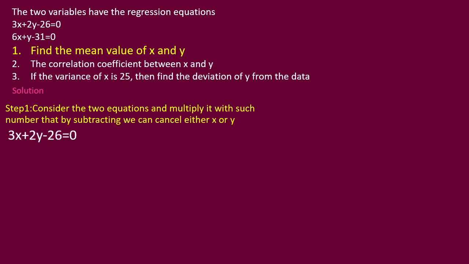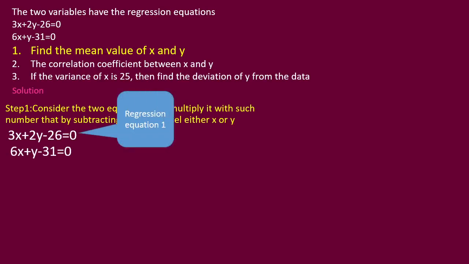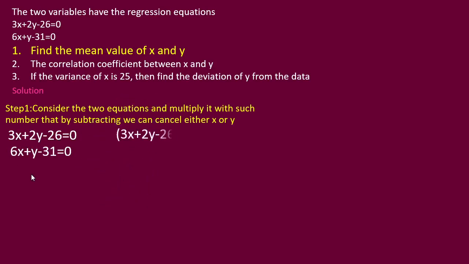They have given the two equations, and I'll consider the first equation as regression equation 1 and the second as regression equation 2. The next step is to cancel either x or y. So for this, we need to multiply these equations. Here, I'll multiply the first equation, 3x plus 2y minus 26 equals 0, by 6. I would like to cancel x here.